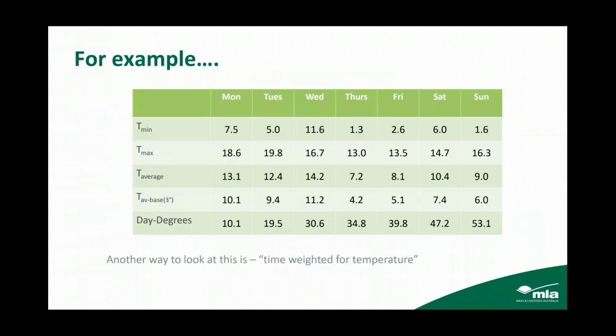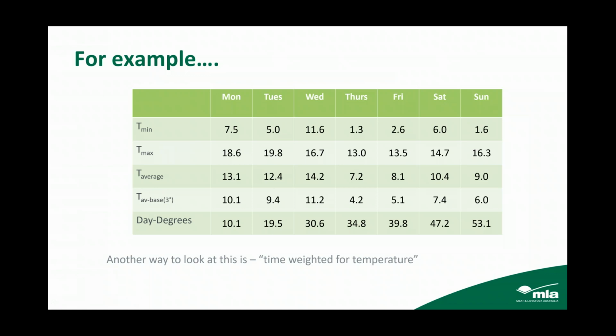Here's an example. I've given you for a week there the minimum temperatures and the maximum temperatures for somewhere. I don't know where that is because I made it up. The average temperature is just below that. And then below that is the average temperature minus a base temperature of 3 degrees, right? So for the cumulative day degrees, I'm just accumulating from Monday, Tuesday, Wednesday, Thursday, Friday onwards. So by the end of the week, I've accumulated 53.1 day degrees, or if you like, heat units, or whatever you want to call them.